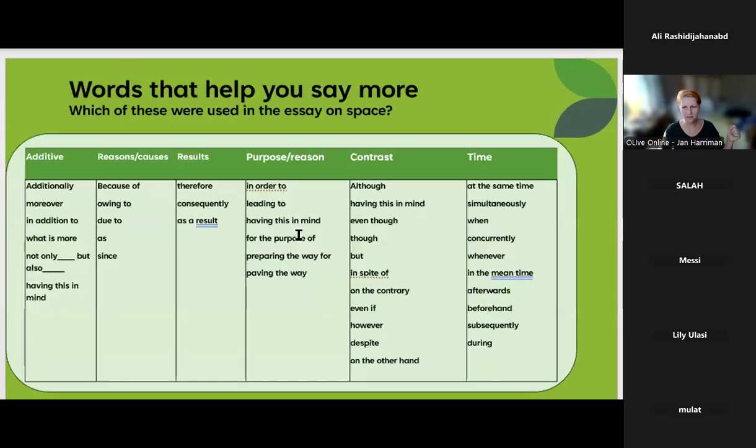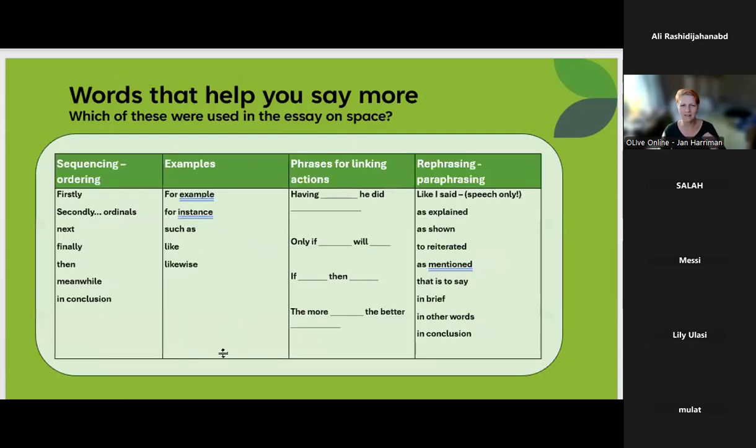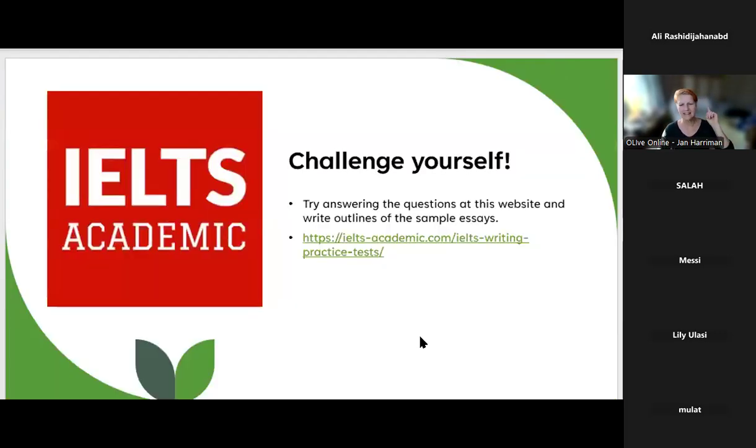So beyond that, for the rest of today, I've got a couple of lists here of words that help you say more. These are the words that will give you extra points in coherence and cohesion because it links things together. So your challenge is to take a look at these words in these two pages. When you get the PDF, go back into the essay and see how many of them you can find. All right. Generally, take a look for the writing. I really recommend you use the prompts at this website. They're very helpful and they have good examples like this.